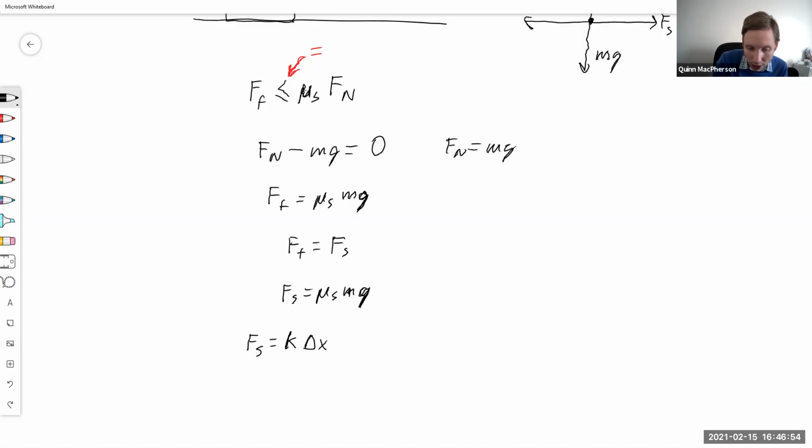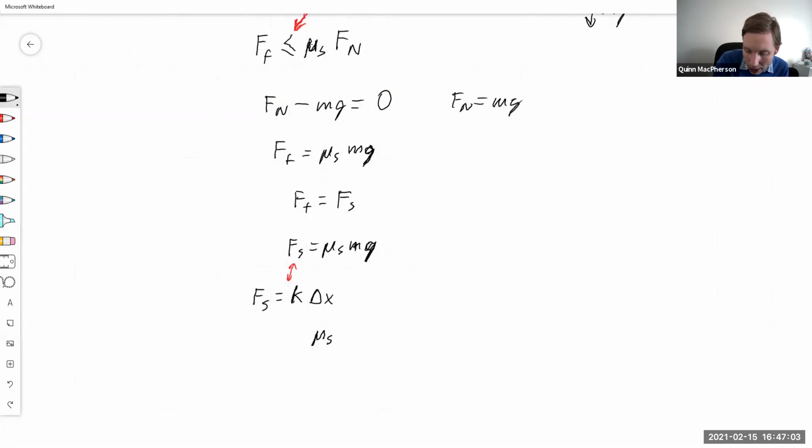So we can put these two equations together, plug in Fs from one into the other, and we get mu S mg is equal to k delta x, but I'm going to write delta x as L final minus L initial. So that thing there is delta x. Delta x is final length minus initial length. So initial length is the unstretched spring, final length is the stretched spring.